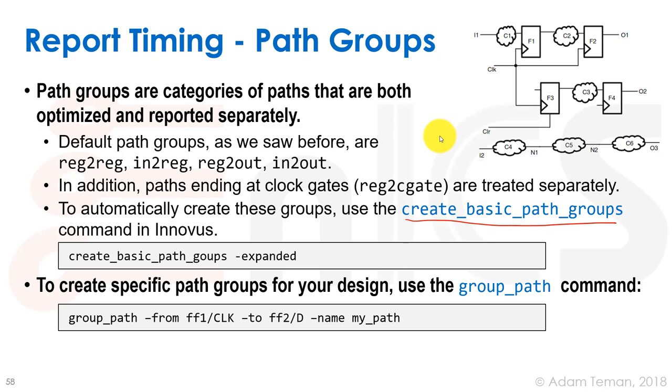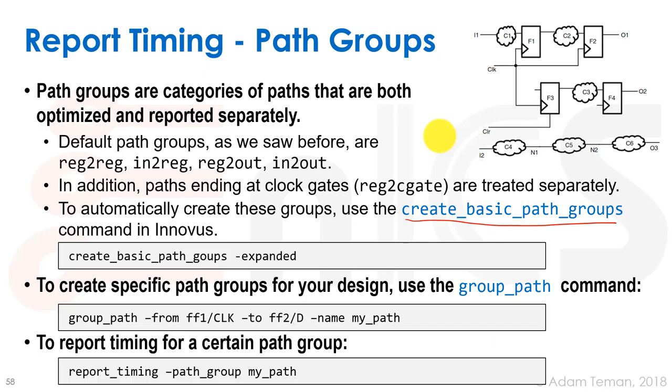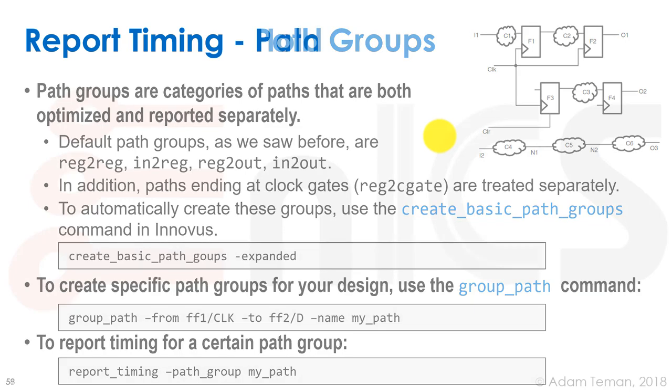However, maybe we want to differentiate between a specific group of paths for one reason or another. So we can use a command to do that, like the group path command, group path minus from flip-flop one clock to flip-flop two D. That's my path. I want to have it displayed separately in my timing reports and actually optimize separately. So I can do that. If we want to report the timing for that, we just do report timing minus path group my path. So that was all setup timing.